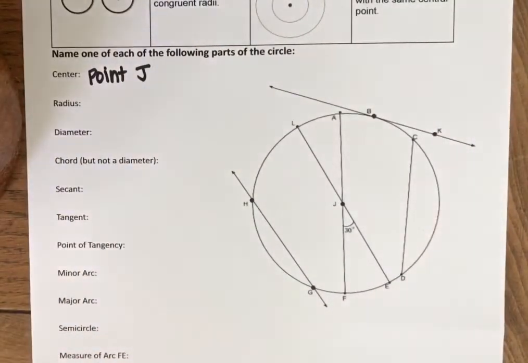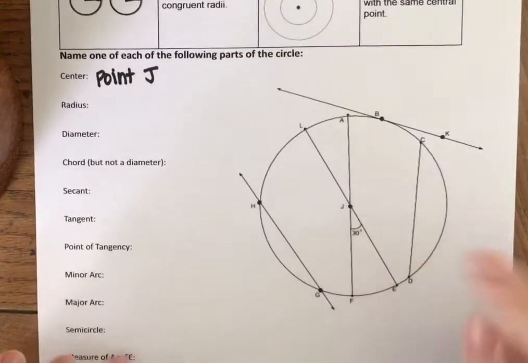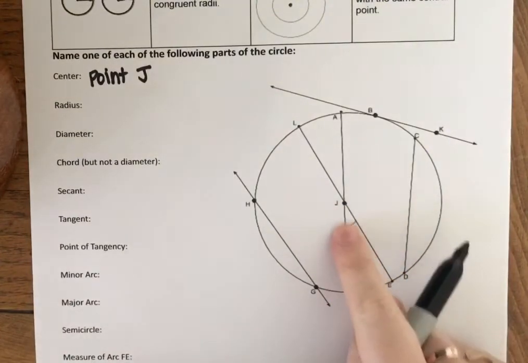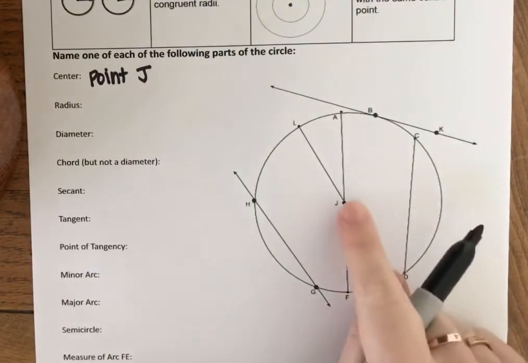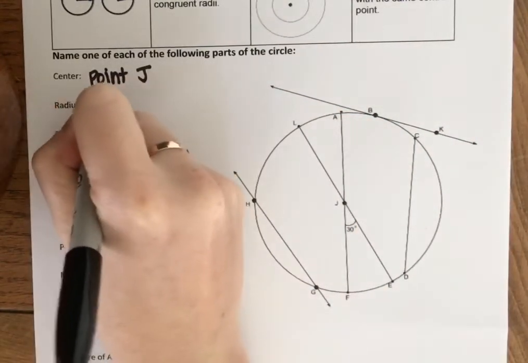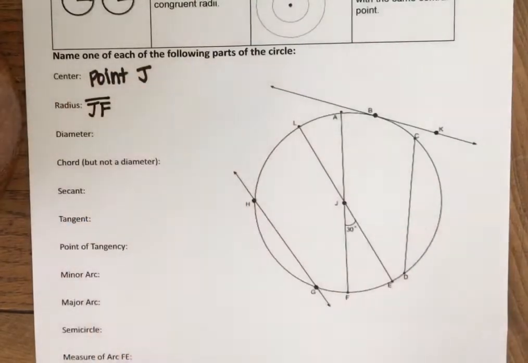Okay, now there are lots of different options I could have for the radius of this circle. Remember, the only thing that needs to be true is it goes from the center to the edge. So I could do JF, JE, JA, really whatever you want. I'm just gonna do JF since it's the first one I said. Okay, again, radius is a line segment, so straight line over top.